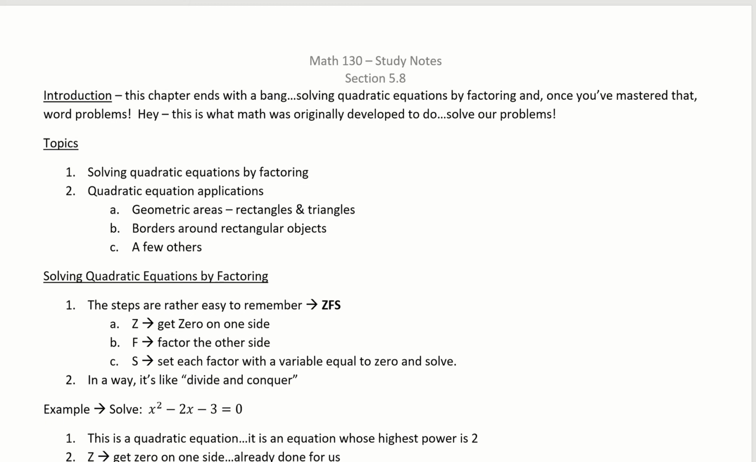Okay, all right. We made it to the end of the chapter. There's a lot of stuff going on here, a lot of algebra. I hope you're hanging in there. As I write right here, this chapter ends with a bang because we're actually going to use the algebra that we've been studying to solve problems.